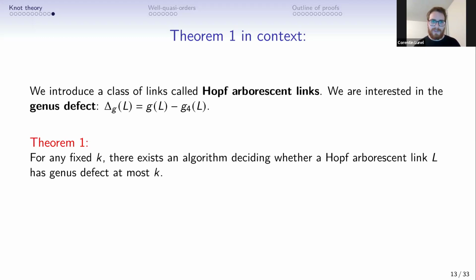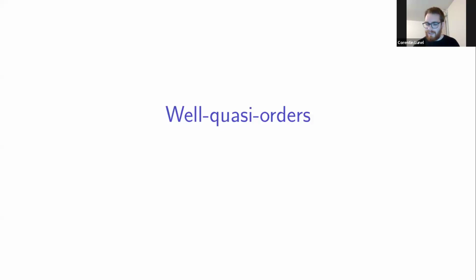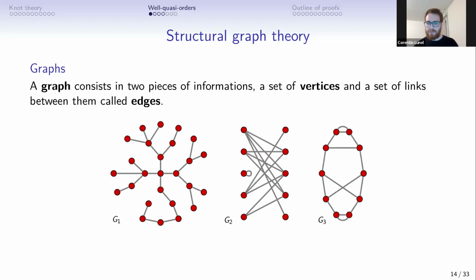And now let's move on to well-quasi-orders. To talk about well-quasi-orders, I want to talk about our inspiration for the method that we use here, which comes from structural graph theory. So I will digress a bit about graph theory. A graph consists of two pieces of information, a set of vertices and a set of links between them that we call edges. So here are some graphs. The vertices are in red and the links are in gray.